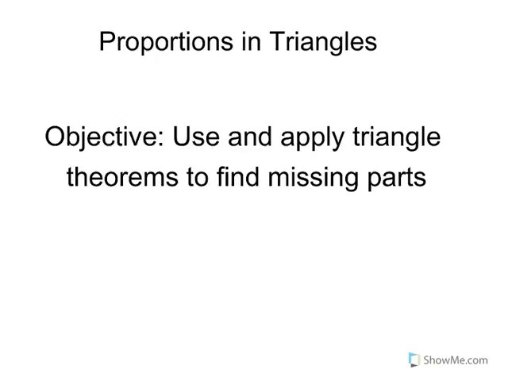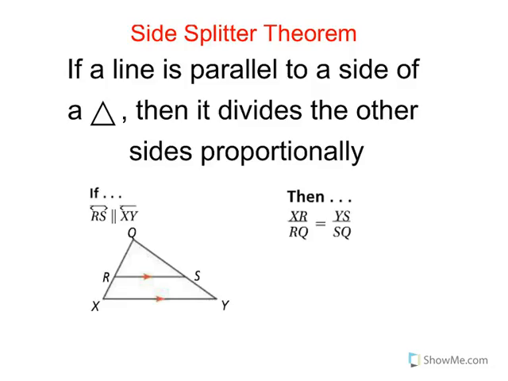In this video, we will review 3 different kinds of proportions in triangles and how to prove them and how to use them to find missing parts. The first one is the side splitter theorem. So your side splitter theorem says that if a line is parallel to a side of a triangle, then it divides the other sides proportionally.